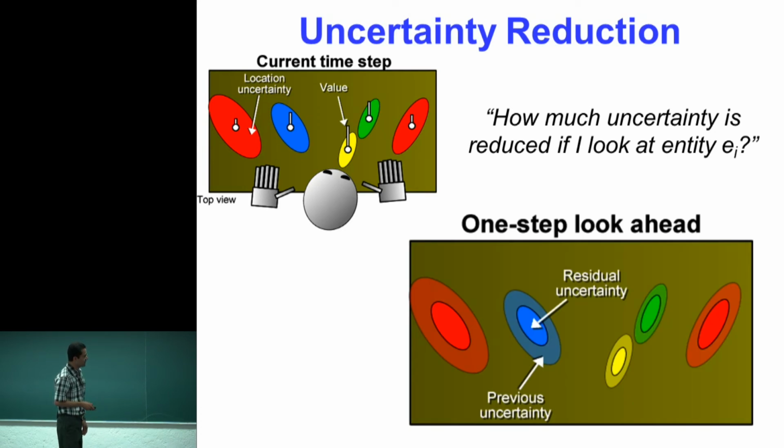So if we do that, then we try to imagine what will happen if I look at this container. This is the current uncertainty, and this is going to be reduced to this. So this is the residual uncertainty that we had, and this is the previous one, right? So we measure how much uncertainty is reduced, and that's where the robot is going to look at that object in order to reduce uncertainty. So in this case, this is the object that it is going to select. Okay. This is in this model.